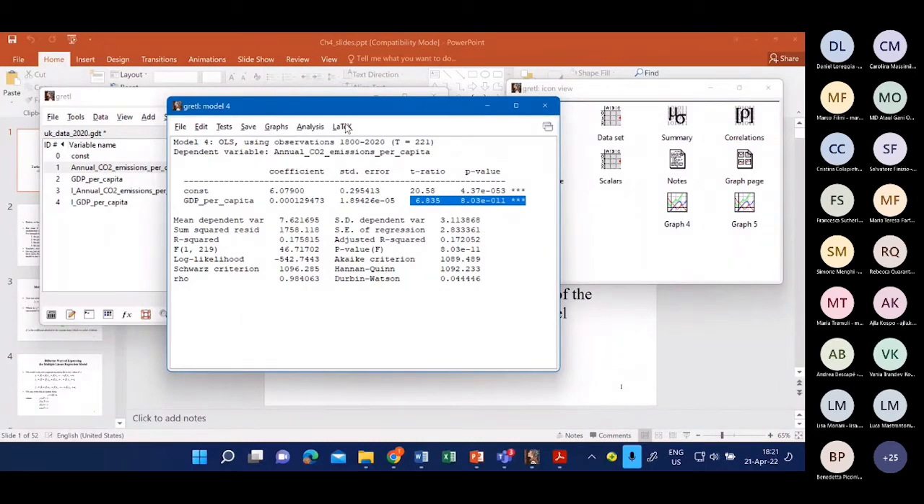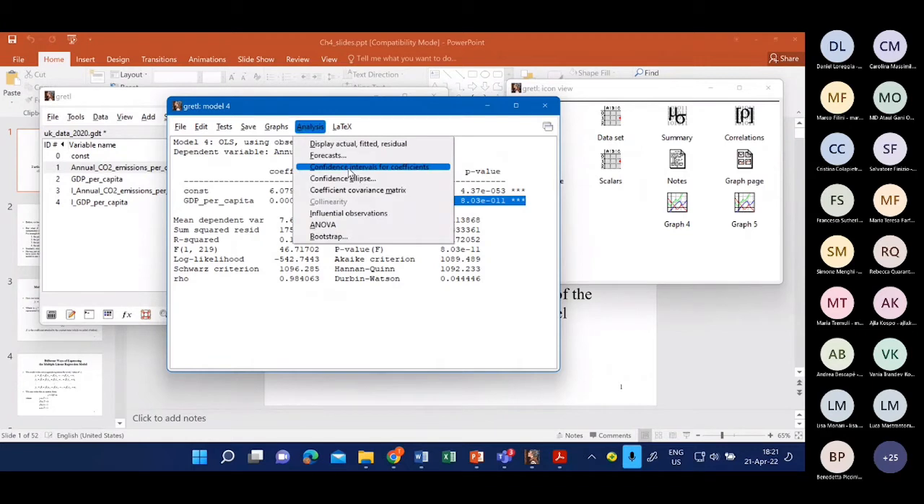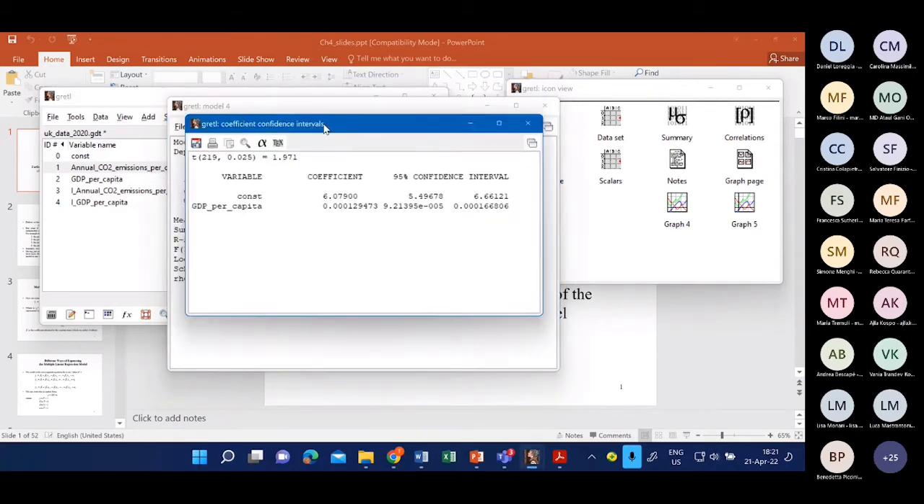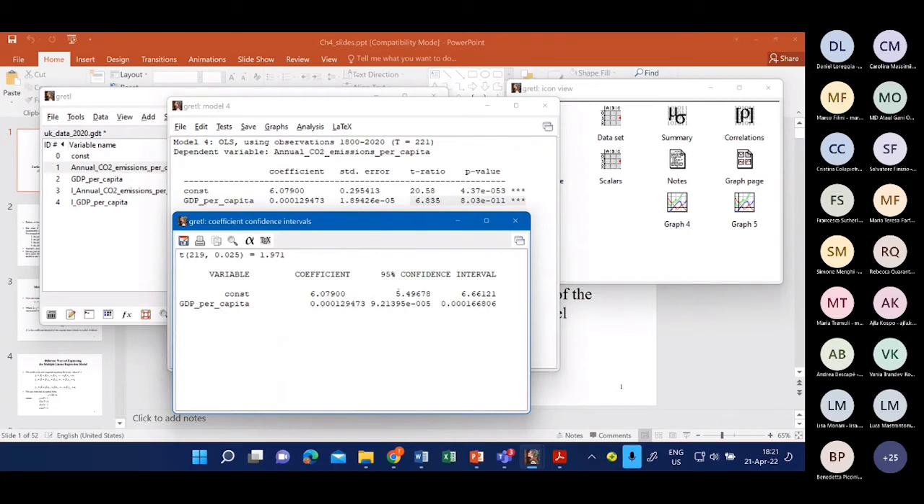How can we construct the confidence intervals? We can construct the confidence intervals by going at confidence intervals for coefficient here. And this is the 95%. This is the minimum value of the constant we take. This is the maximum value of the constant we take. Is 0 inside this interval?